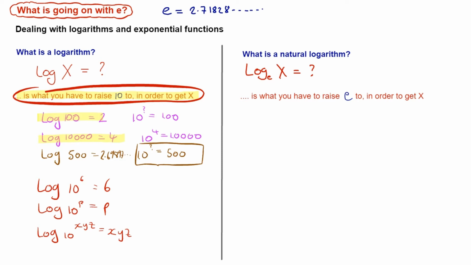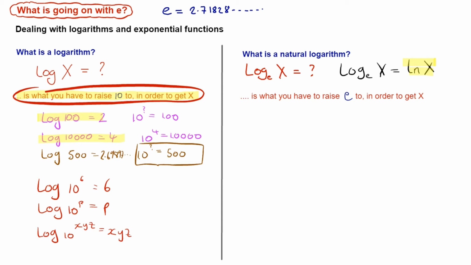Before we continue, one point we should quickly make is that instead of being written log base e, it's usually written as ln of x. So we replace log in base e with ln, and it's known as the natural log, because of this occurrence in nature of this wonderful number. I'm going to say it like that from now on, ln x. So ln x is what you have to raise e to, to get x.